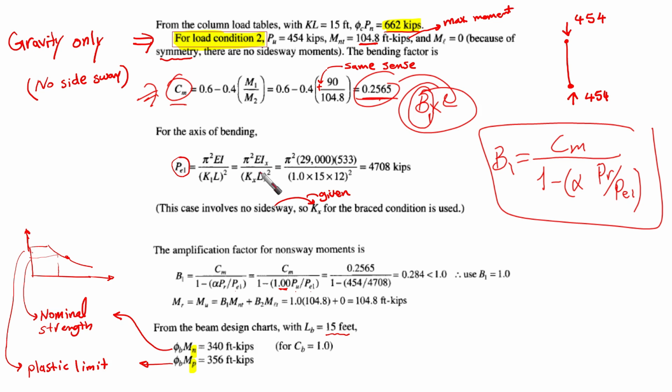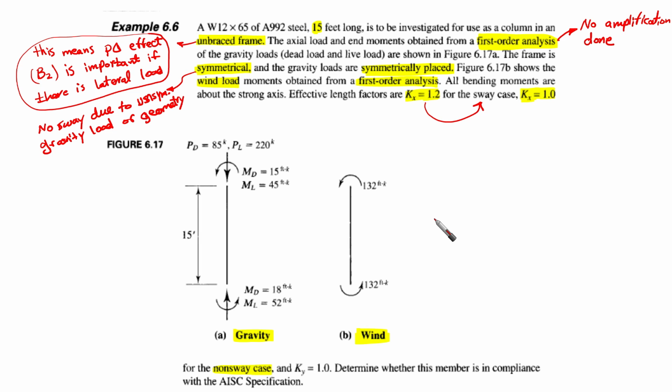Take care of EI and IX, which is IX for the cross-section strong axis. KX, it is 1 here. Do you remember? We said that for the unbraced condition, it is 1. And L, it is 15 by 12, which is the conversion between foot and inch. This gives us 4,708 kips. Okay, so this case involves no side sway. So K for the braced condition is used because already it has been given for us. Do you remember? Yes, K for sway, and K for non-sway condition.